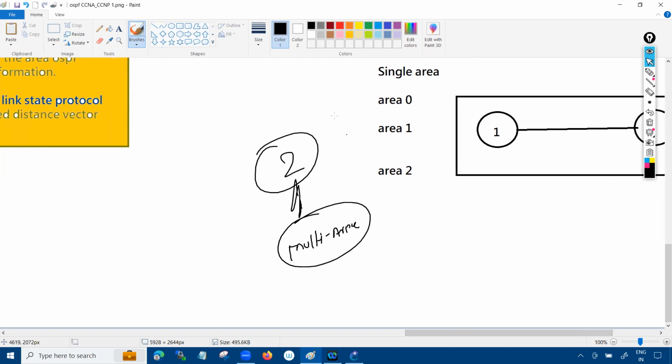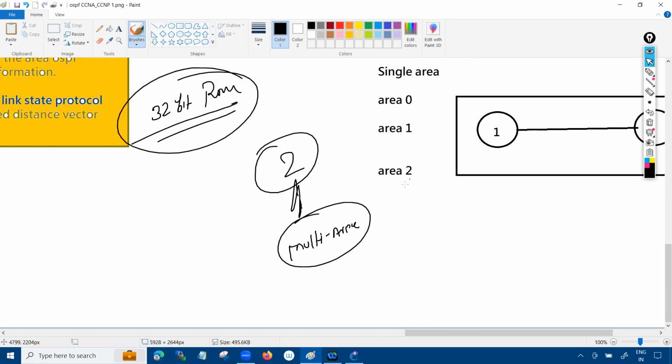You can take any area. We have a 32-bit range of areas. You can pick any area in the 32-bit range, but make sure that area 0 is represented as the backbone area. Always remember. So what does backbone mean? A person has a backbone, right? Every person has a backbone. If your backbone is not going to work, can you run? Can you walk? You cannot do that. You cannot do any work if you don't have a backbone.